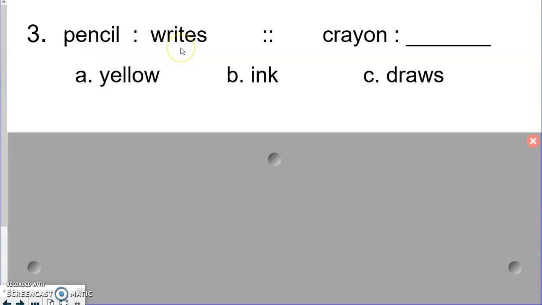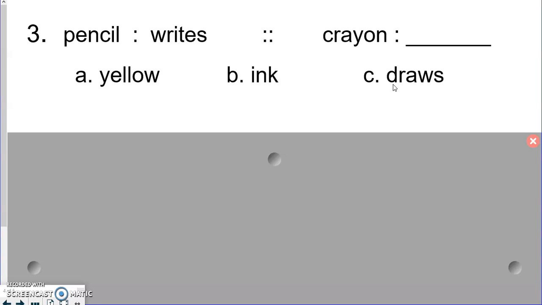All right, let's look at this one. Pencil is to writes. So think about how pencil and writes goes together. Think about how you could verbalize this and turn it into a sentence. So you might say, make it really simple, a pencil writes. Okay, we use a pencil to write. Writing is a pencil's job. All right, so pencil is to writes as crayon is to blank. So let's look at the answer choices. And show me what you're thinking. Show me a 1 for A, a 2 for B, or a 3 for C. Which word will correctly complete the analogy?